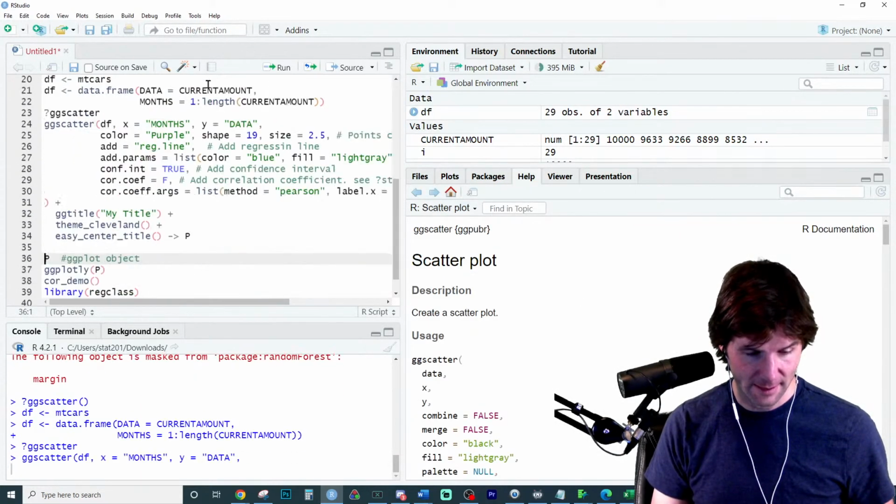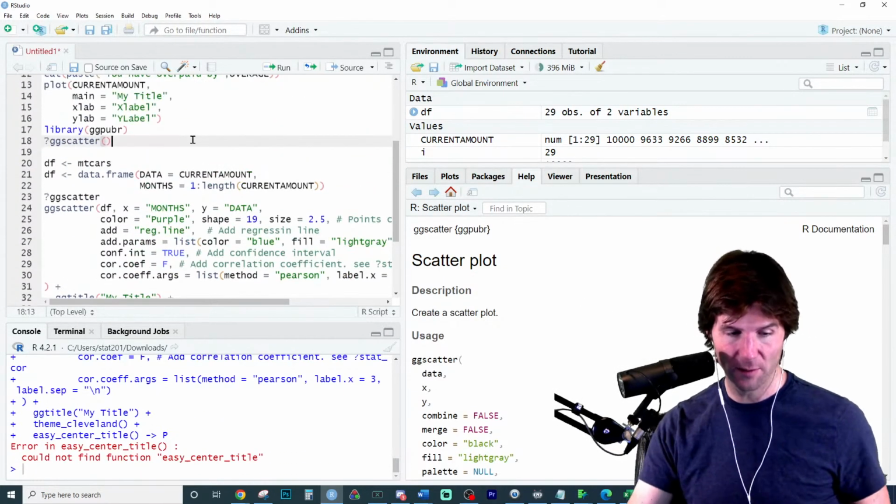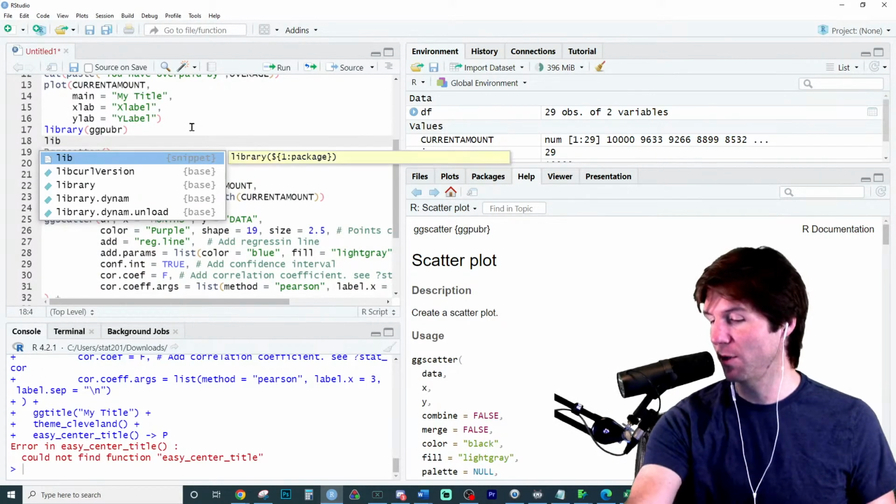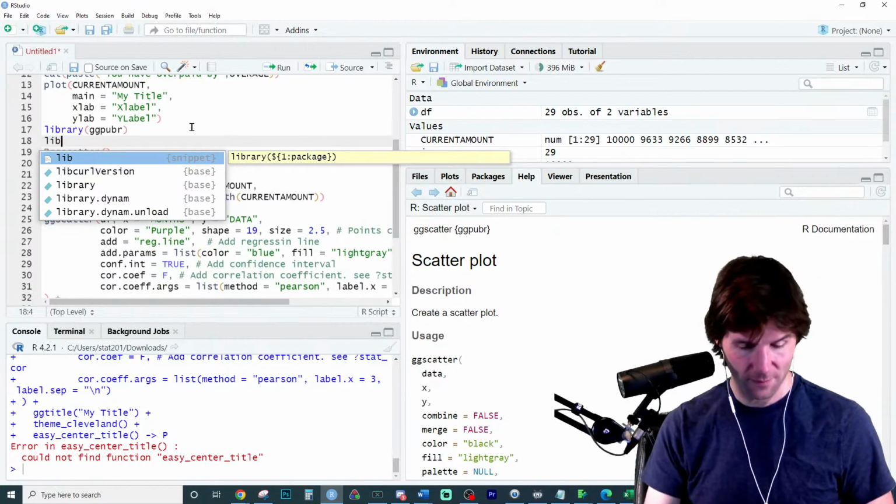and I don't have ggpubr, or I don't have library ggeasy. What questions do people have? We'll finish off with this right here. You guys know I love some R.